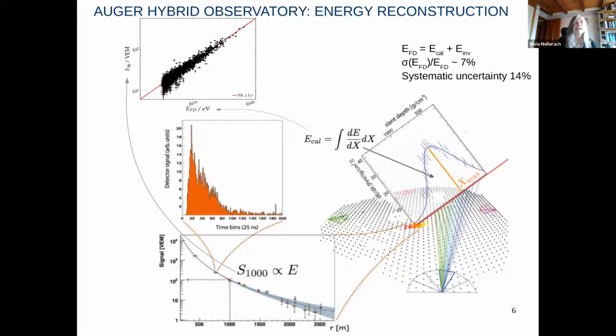And this energy can be calibrated with that measured by the fluorescence detector for the subset of events registered by both detectors.